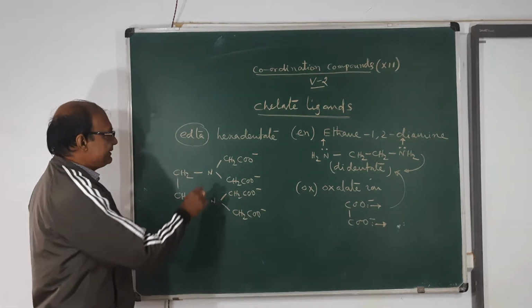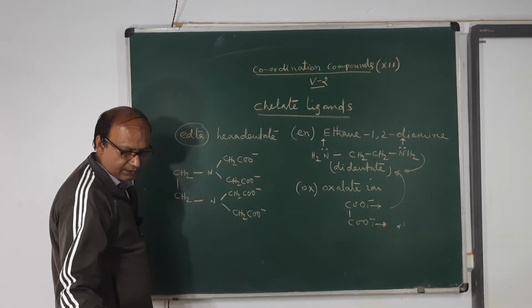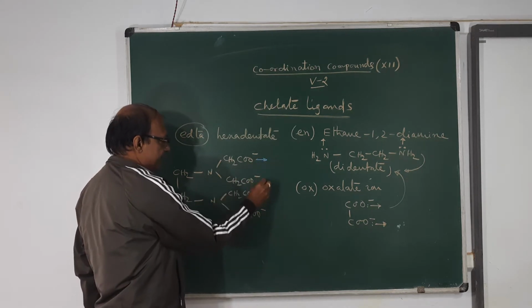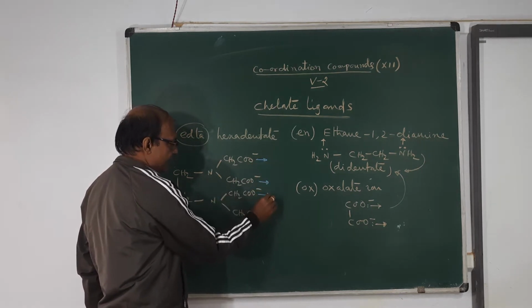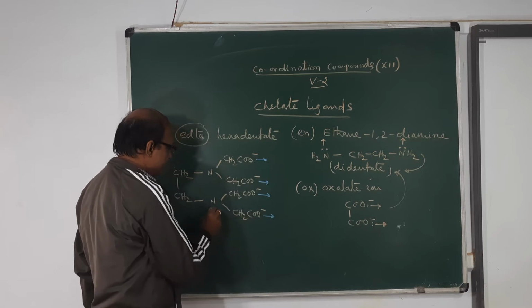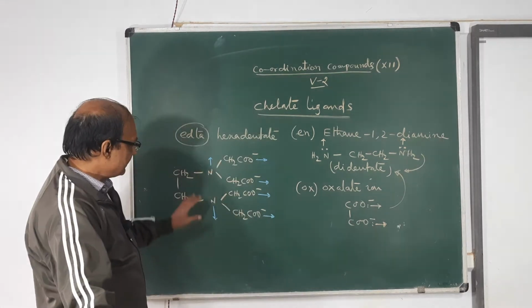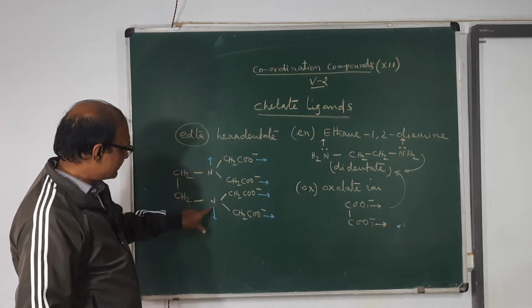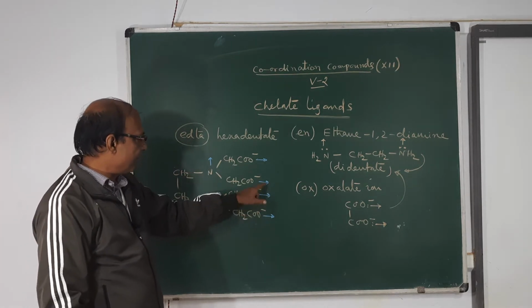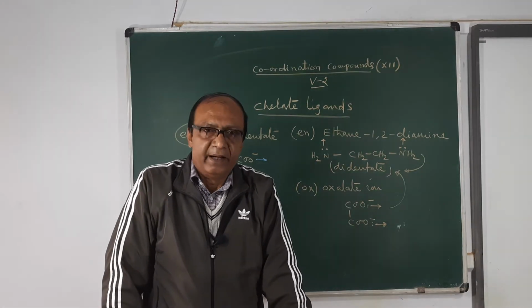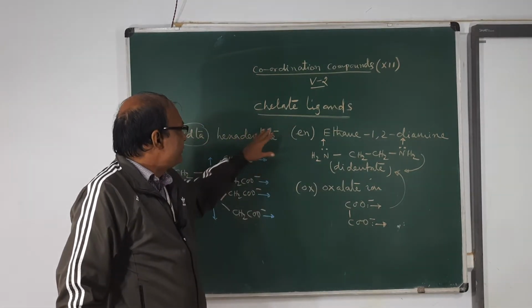So EDTA is hexadentate. Look at the donor sites. This is a donor site, and so on: 6 donor sites, 1, 2, 3, 4, 5, 6. And that is why it is a hexadentate ligand. So these are called chelate ligands.